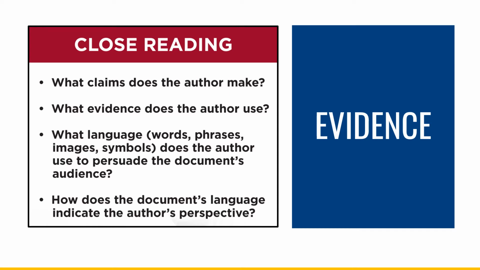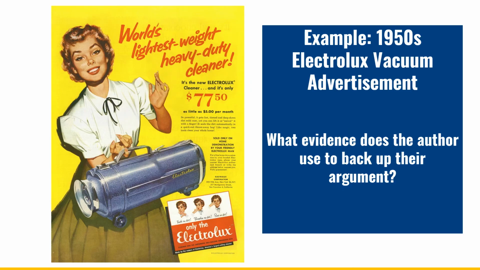The next close reading question is, what evidence does the author use? This question pairs nicely with the question about claims. It's easier to identify what evidence is important after you know what argument the author is trying to make in the first place. Let's look at our vacuum example again. I've already figured out that this author's main argument is, you should buy our vacuum. What evidence does the advertiser use to try to back up that argument? Try to identify 2 to 3 pieces of evidence the advertisement gives to convince you to buy the vacuum.